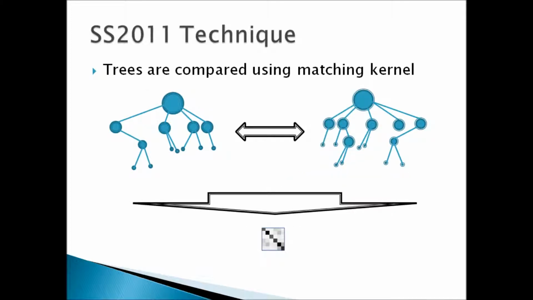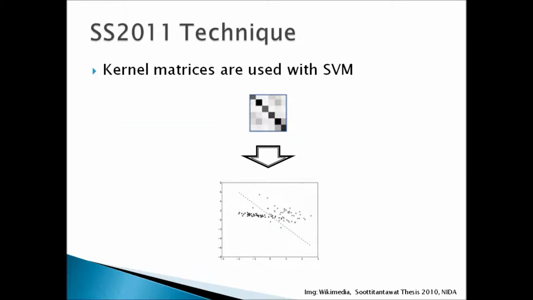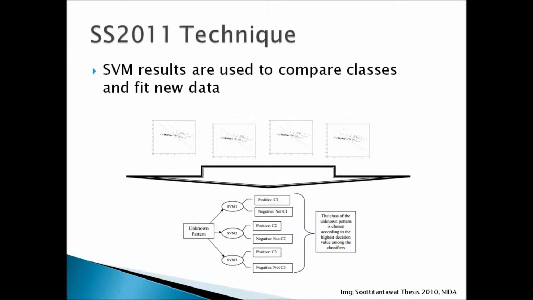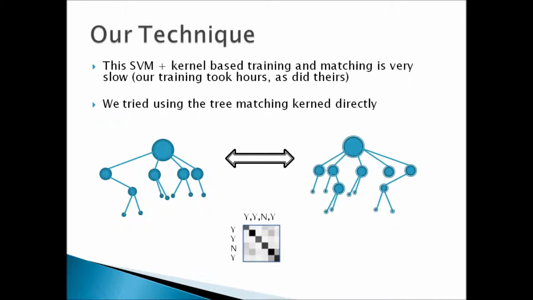Each image has this process applied to it, and then these trees can be compared using a kernel matching method that results in a kernel matrix, which is then passed to an SVM so that a class boundary can be determined. Then this process is repeated to create several classifications, and in a one versus many approach, we can determine class membership of new data.